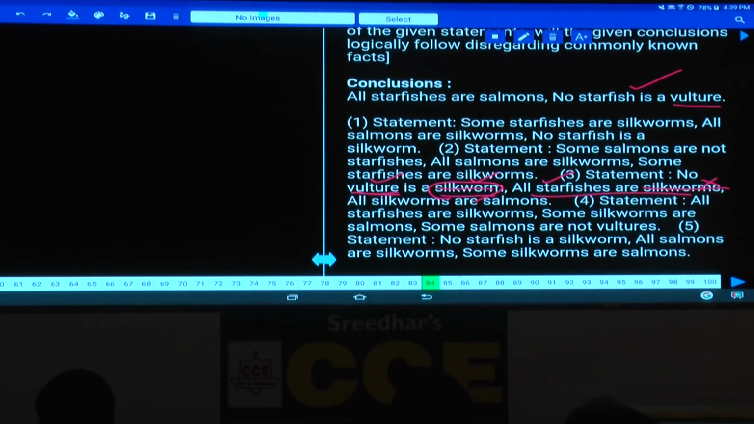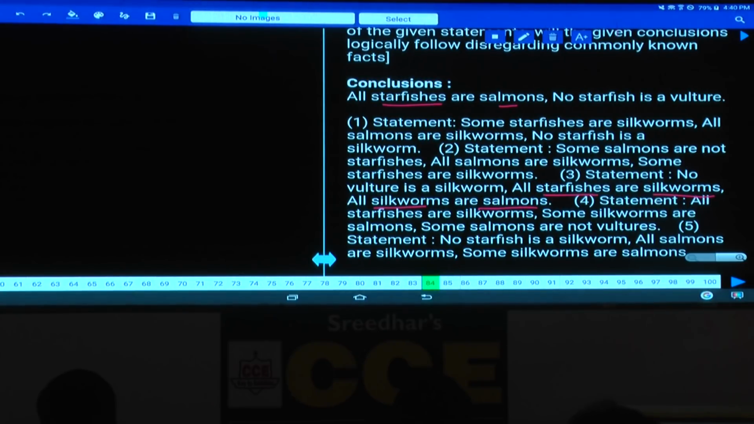Then coming to the first one. Now the first one is here. Again if you observe here, the first priority we are taking is for a negative conclusion, isn't it? Because by doing so we can eliminate the choices. Then what is the next one? All starfish are salmon. Now combine the second and the third statement. If you combine the second, all starfish are silkworm and starfish should be here. Silkworm should go, salmon should come.